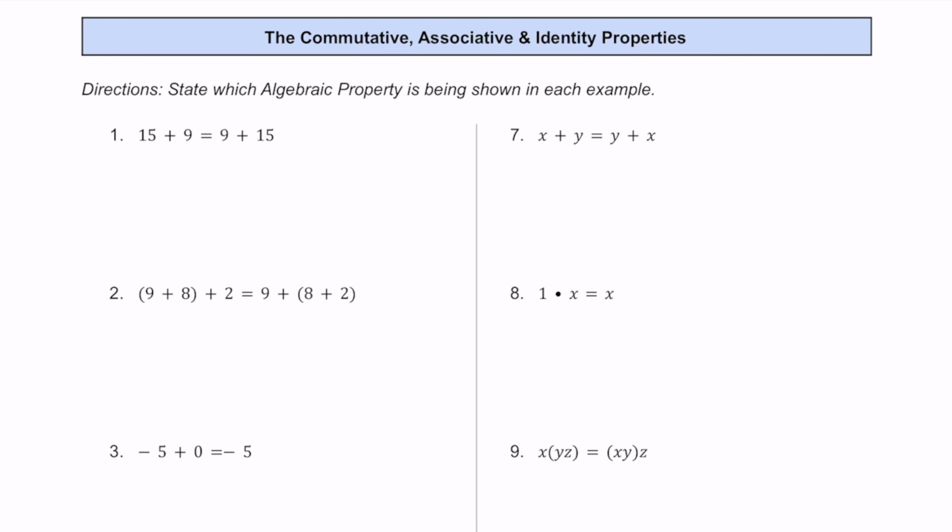Let's practice understanding the commutative, associative, and identity properties better together. For these first set of practice problems, we're just going to go ahead and state which algebraic property is shown in each example. We don't need to solve anything.